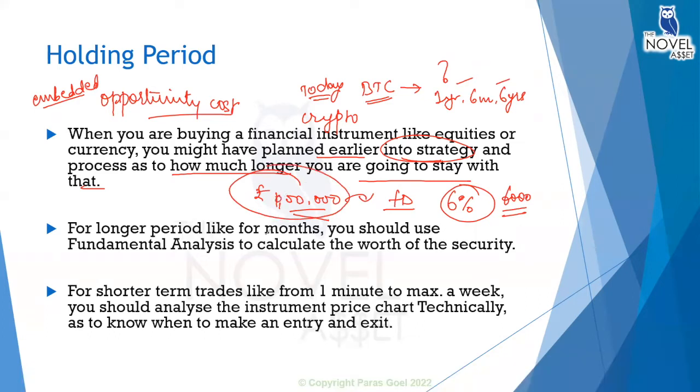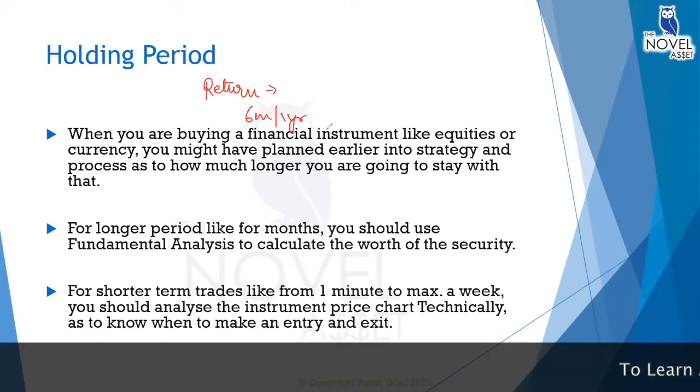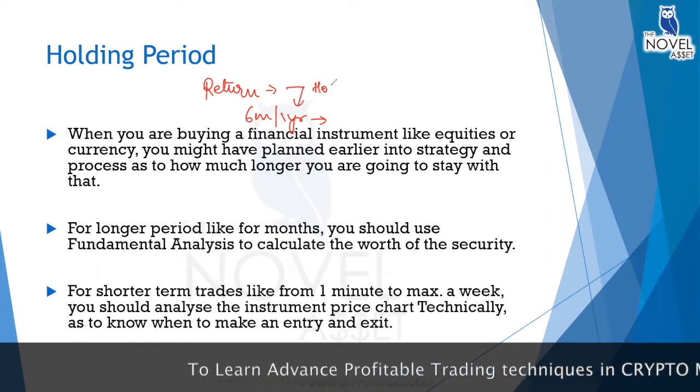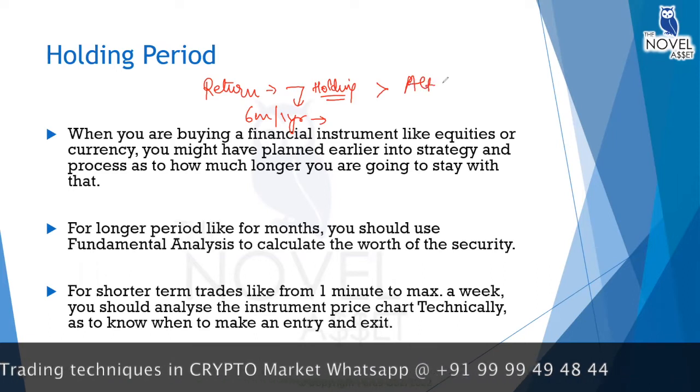Let's say it's 10 lakh. Let's say it's 1 crore. Doesn't matter. Whatever money you are investing into that thing has a very good opportunity cost. And you have to know what you need to compare. What you need to compare is the return. So let's say you are holding the BTC for the next 6 months or 1 year. What you need to analyze technically is whether the return you're going to generate from this holding is greater than any other alternate investment that you have.